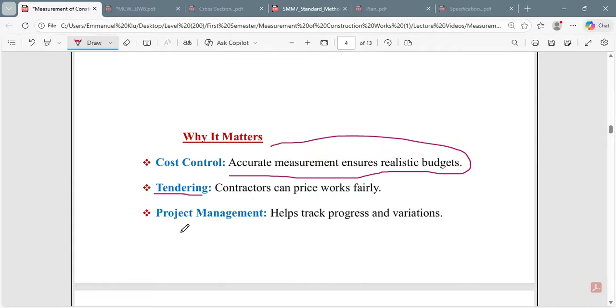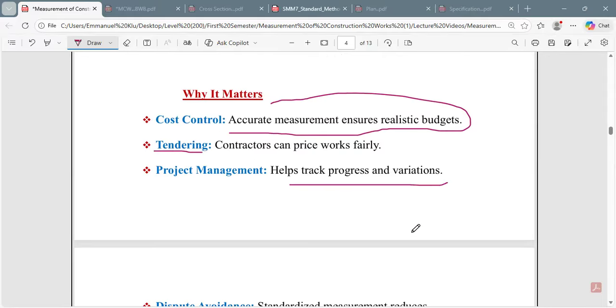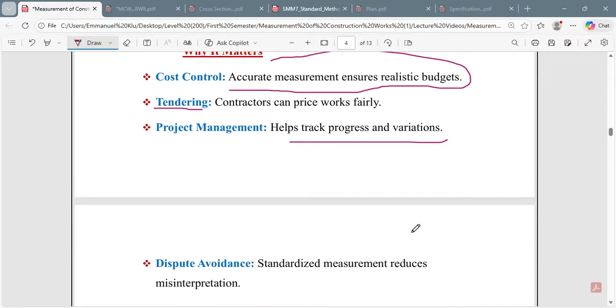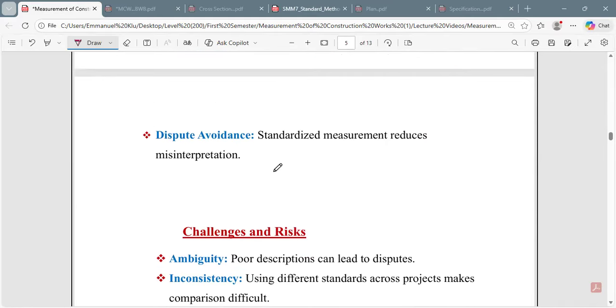And also for project management, it helps with progress and variation. That is, you're able to track the progress of the ongoing project, and also the uncertainties or differences that come with that. It also helps to avoid disputes. The standard method of measurement reduces misinterpretation.